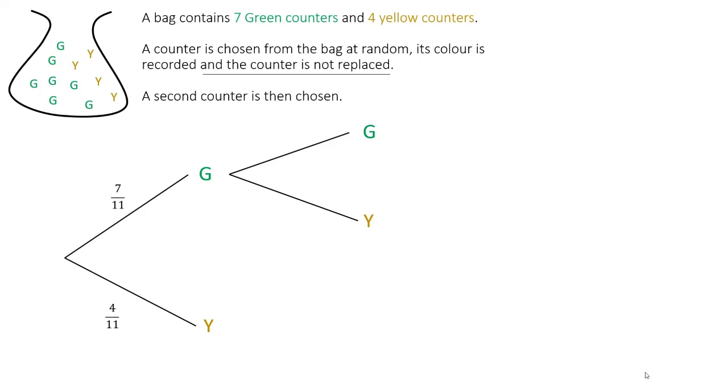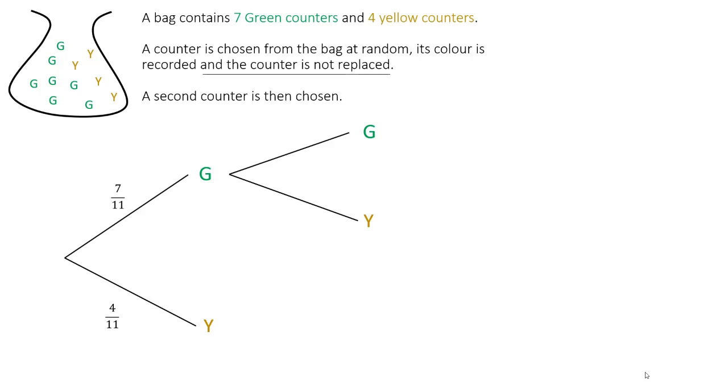Why not? Well, because there aren't 11 counters in the bag anymore. One of the greens has gone. So first thing to think about, there were 11 counters in the bag. One of the greens has gone. There are now only 10 counters in the bag. So our probabilities this time are out of 10.